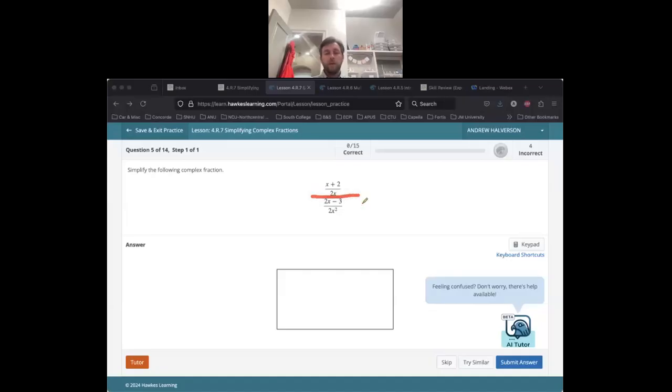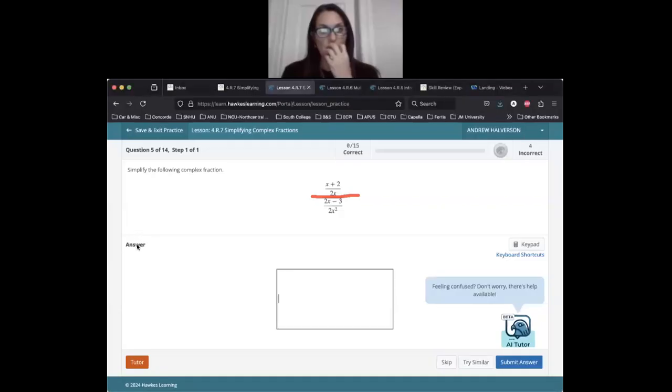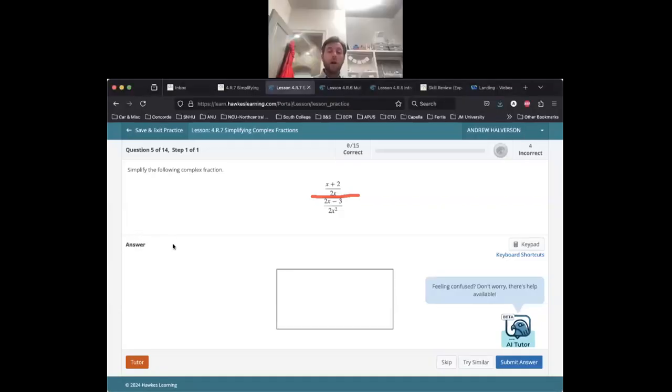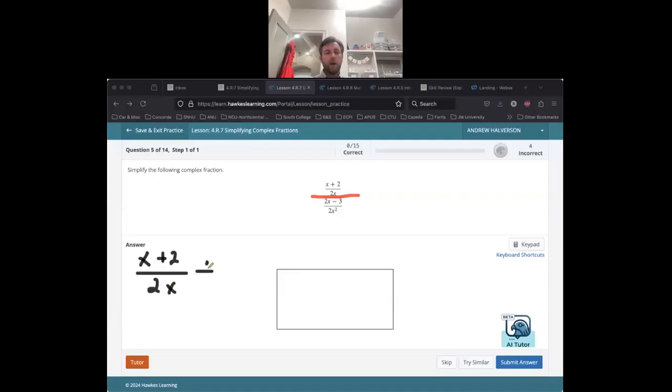Okay. So with that in mind, let's hone in on this fraction in the middle. What does fraction mean? What's the operation associated with fractions? Division. So instead of thinking of this as a fraction, why don't we think of this as a division problem? The numerator of x plus 2 over 2x divided by the denominator of 2x minus 3 over 2x squared. Well, hey, we just did that, didn't we?